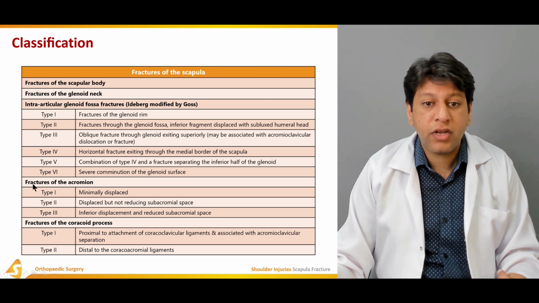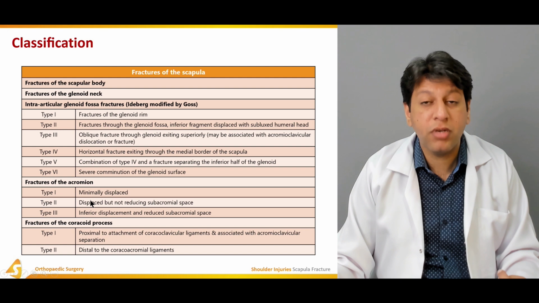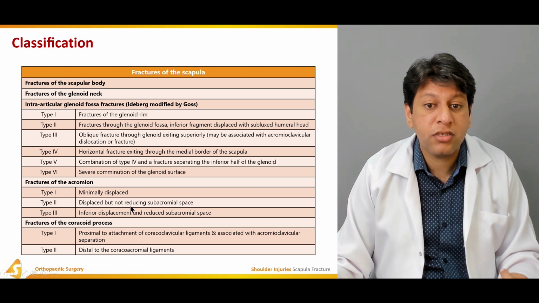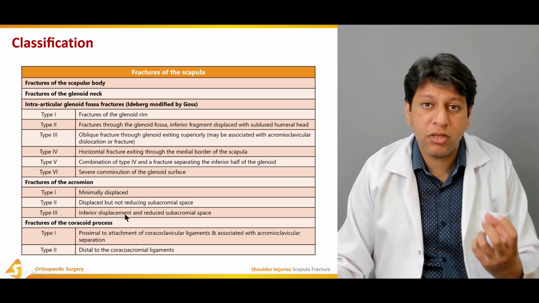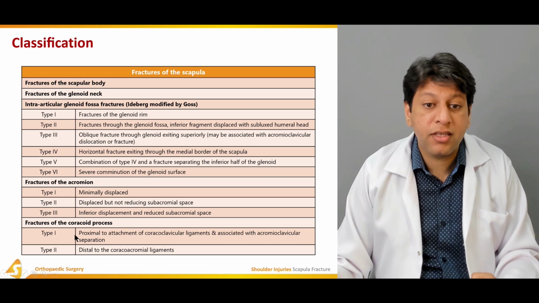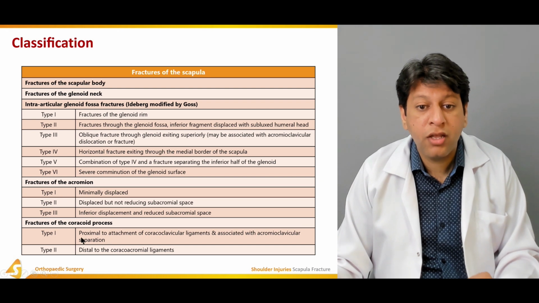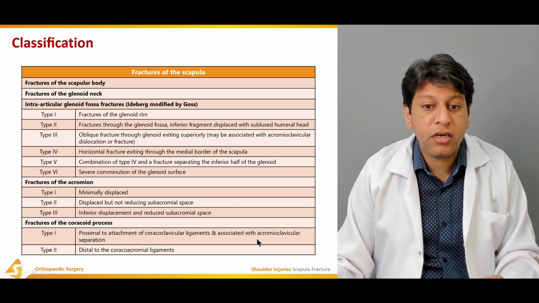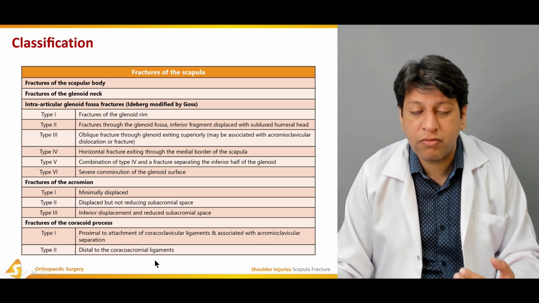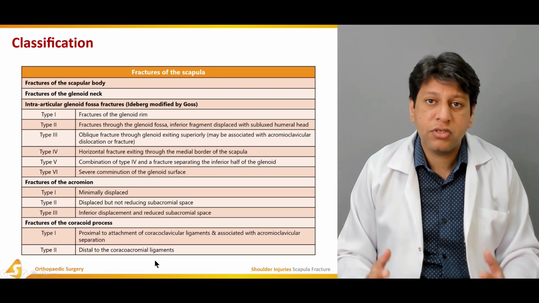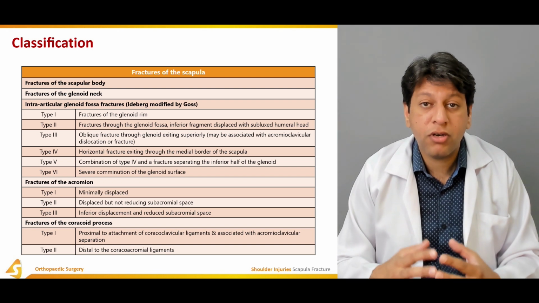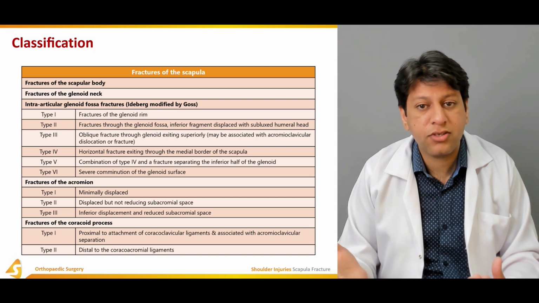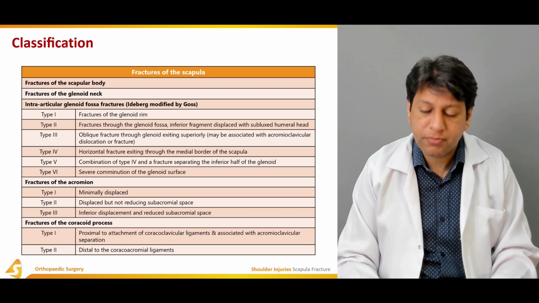Then there could be fractures of the acromion as well, which could be minimally displaced, not reducing the subacromial space, or so inferiorly displaced that it is impinging on the subacromial space. Then it could be in the form of a coracoid process fracture as well. The proximal attachment of the coracoclavicular ligaments may be disrupted, or the fracture may be distal to the coracoclavicular ligaments. So that is how it's classified. And the fourth type is when only the scapular blade is fractured. These all include the extra-articular fractures of the scapula.